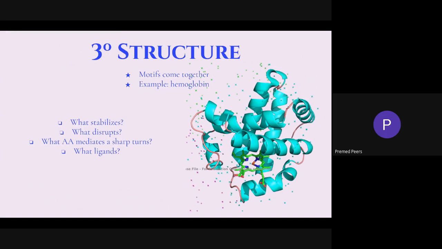So tertiary structure is basically referring to how all these motifs are coming together. Here I'm showing you one of the monomers of hemoglobin, with that green component inside being the heme group. And that is actually maintaining some sort of aromaticity and allowing the electron to be mobilized along that pi orbital.